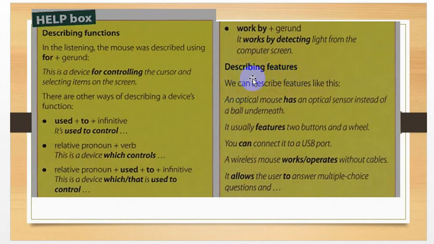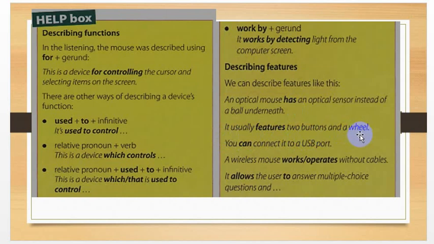Describing features. How can we describe elements or features? We can describe features like this. An optical mouse has an optical sensor instead of a ball underneath. See, optical sensor, optical mouse, laser mouse. It means optical mouse, it means laser mouse. Instead of that ball, it is used with a laser. Okay.